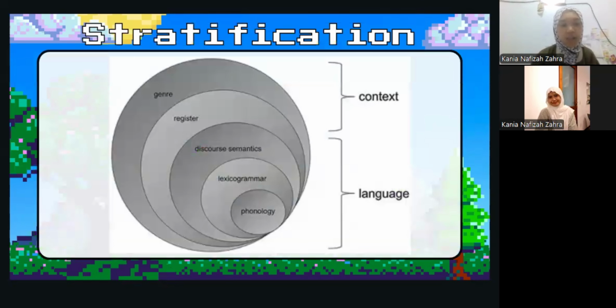Okay, as you can see here, we have a circle that contains five strata. The first one, phonology. Second one, we have lexicogrammar. Third one is discourse semantics. And the next one, register. The last one, genre. What are they actually? Let's find out.